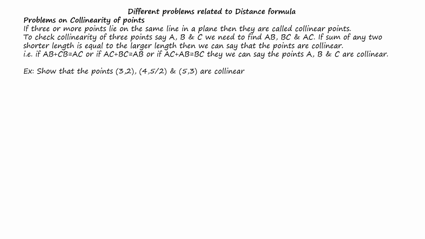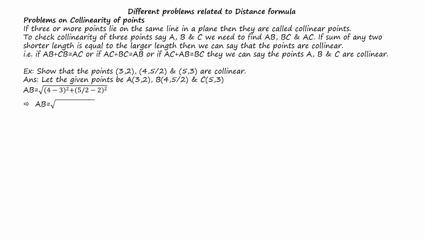So that the points (3, 2), (4, 5/2) and (5, 3) are collinear. Let the given points be A(3, 2), B(4, 5/2) and C(5, 3). Now the distance between A and B, that means AB, is nothing but the square root of (4 minus 3) whole squared plus (5/2 minus 2) whole squared, which is nothing but root 5/2. The distance between A and C, that means AC, is nothing but the square root of (5 minus 3) whole squared plus (3 minus 2) whole squared, which is nothing but square root of 5.